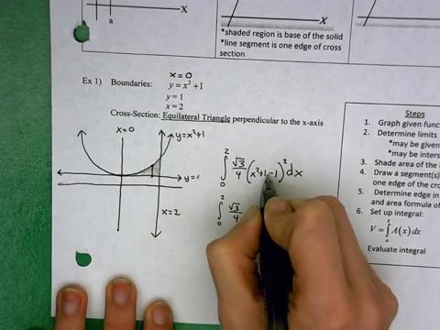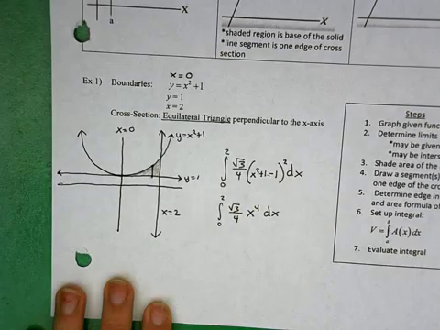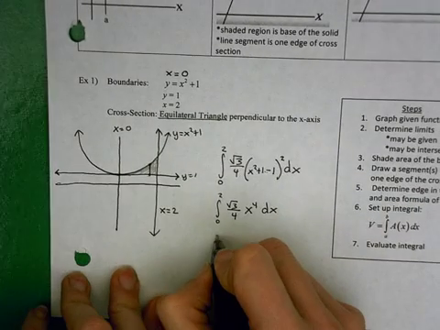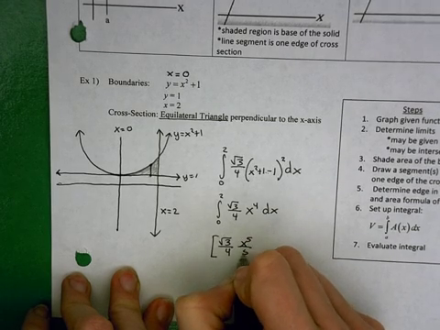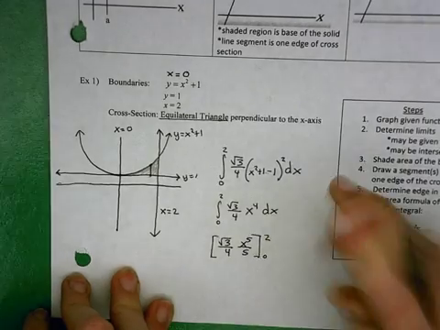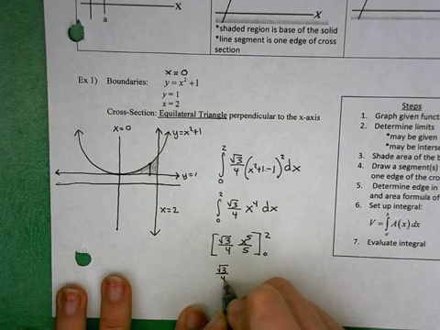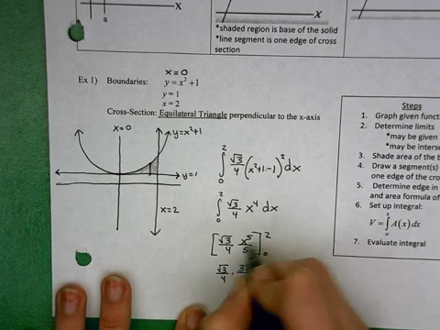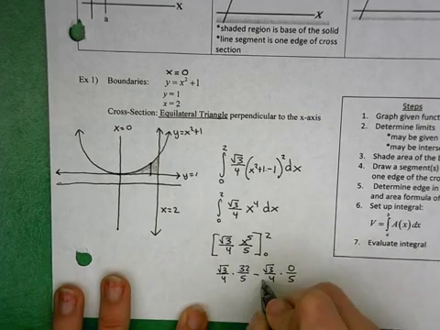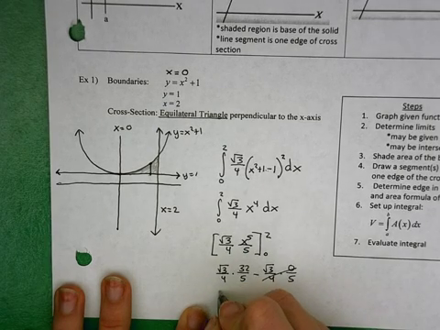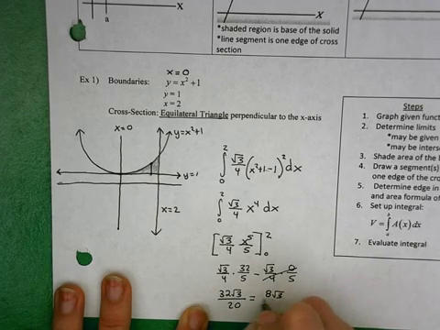Root 3 over 4, and because 1 minus 1 is 0, x squared squared, which is x to the 4th. So then we add 1 to our exponent, divide by our new exponent, or plug it into your calculator to help you double check your work. And f of b minus f of a, we get root 3 over 4 times 32 over 5, plugging in the 2, minus root 3 over 4 times 0 over 5, plugging in the 0, which is just 0. Here we get 32 root 3 over 20, which is the same thing as 8 root 3 over 5.